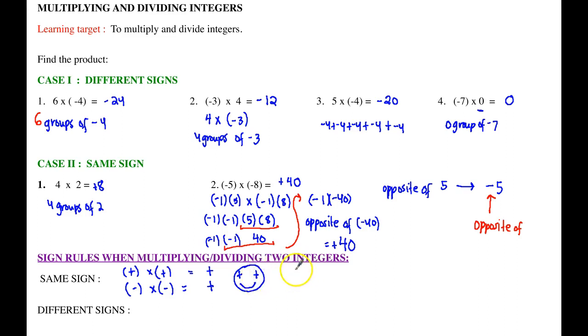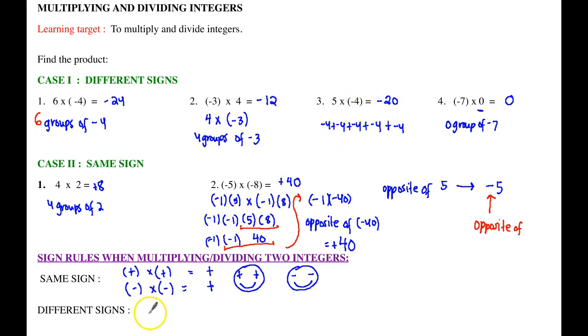A happy face. Same thing when they're both negative: they have the same sign, that's still a happy face. So same sign, happy face, that's positive. Okay, the other case is when you have different signs like this. Let's take a look. A positive times a negative, we got a negative. A negative times a positive, we still got a negative. A positive times a negative, it's still a negative.